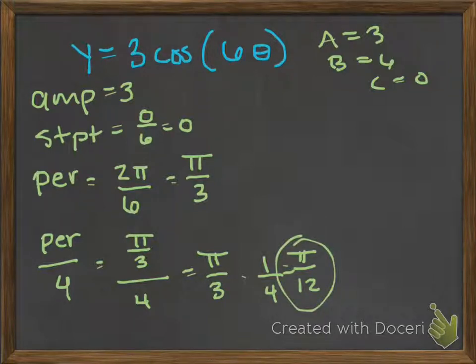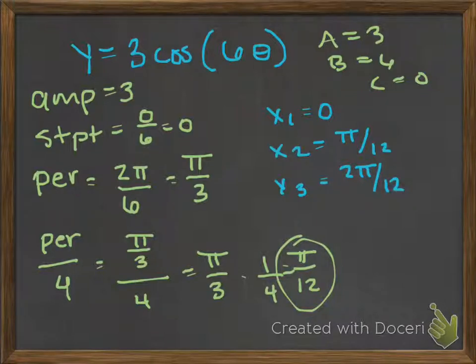So our x1 value is 0. Our x2 value is pi over 12. Our x3 value is 2 pi over 12. Again, we know that reduces to be pi over 6, but it's easier if you just keep it like this, so when you go to graph, everything makes more sense.